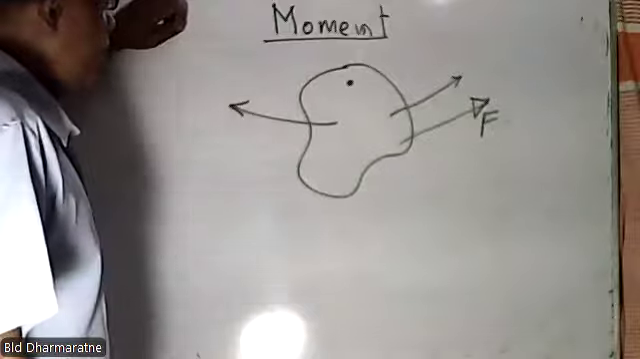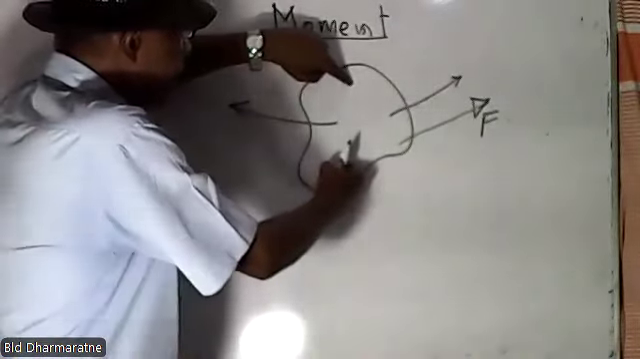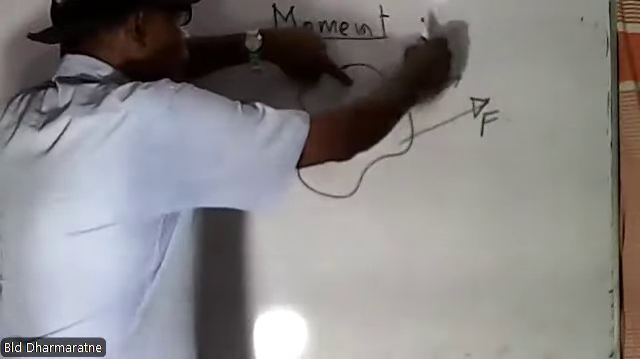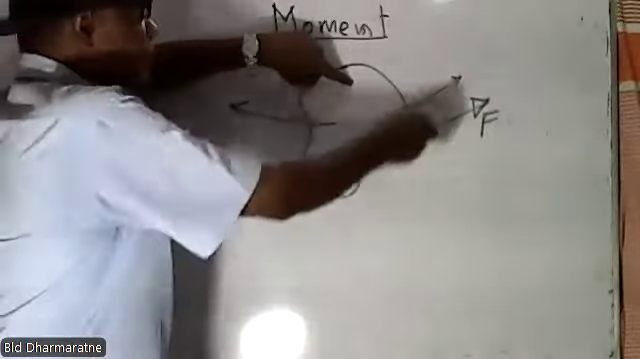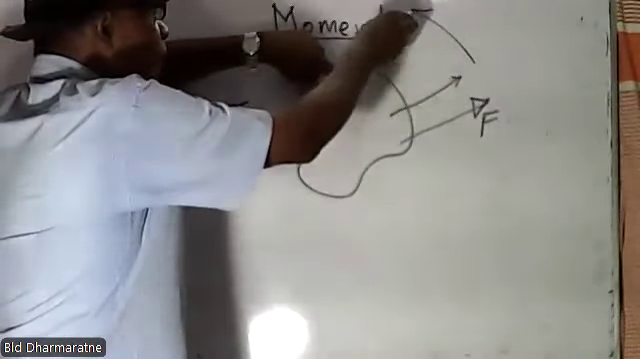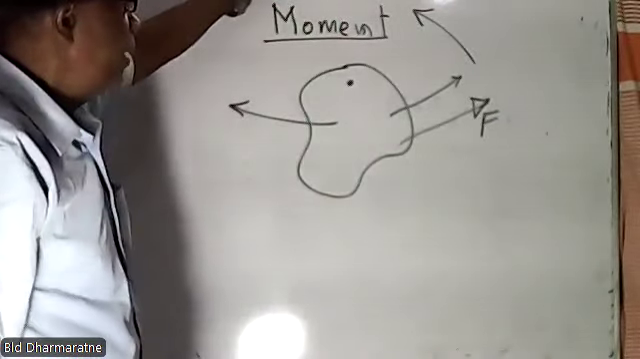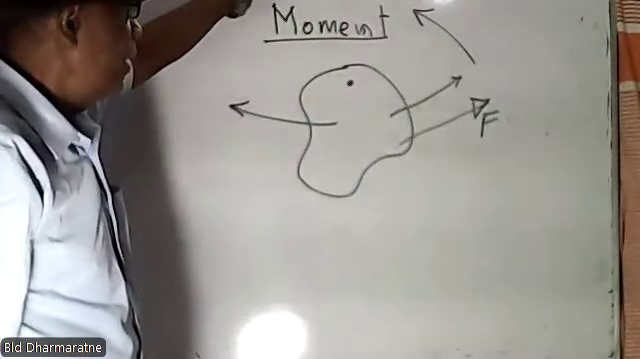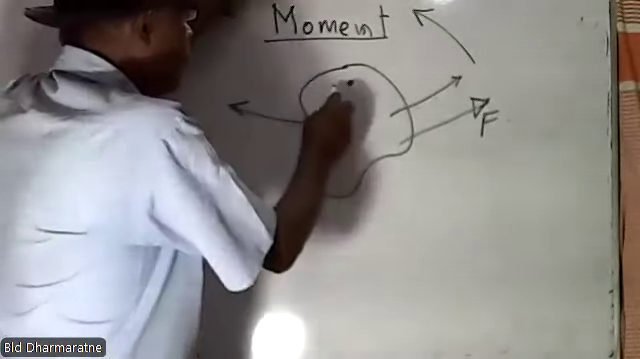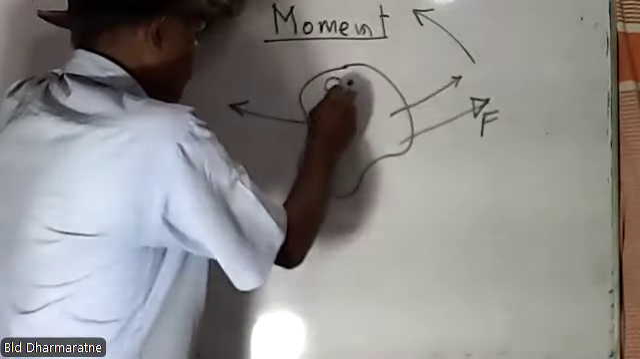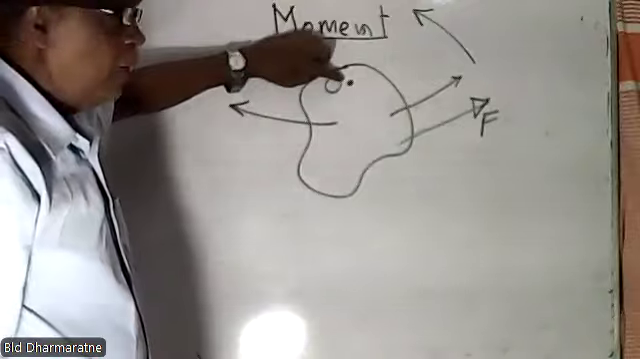What happened to it? This lamina rotates in the anti-clockwise direction. This is called the moment of the force F, the moment of the force about this point O.